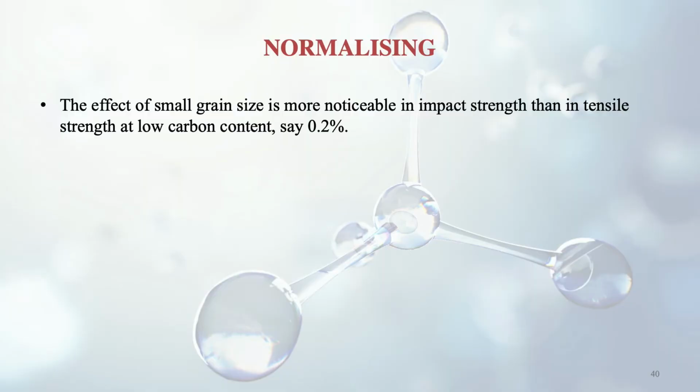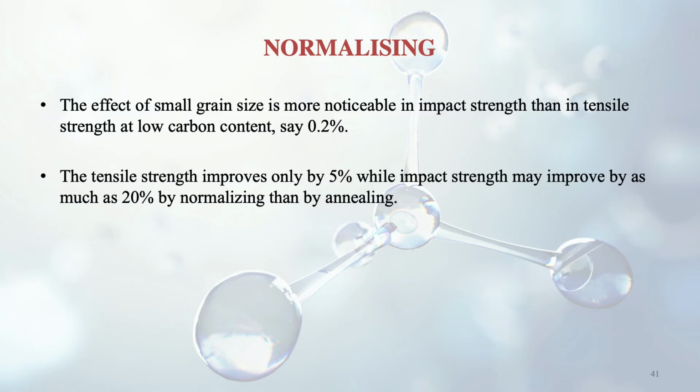The effect of a small grain size is more noticeable in impact strength than in tensile strength at low carbon content, say 0.2%. Suppose the carbon content is about 0.2%, then the impact strength is much more affected than the tensile strength due to the small grain size. The tensile strength improves only by 5% in case of carbon content about 0.2%, whereas the impact strength improves by 20% by normalizing as compared to annealing.